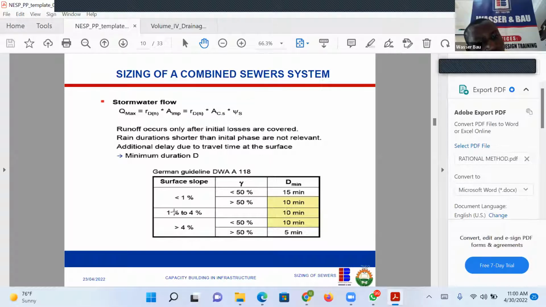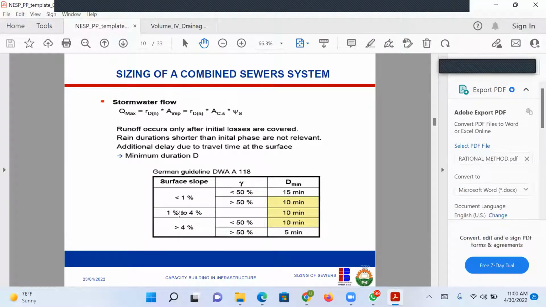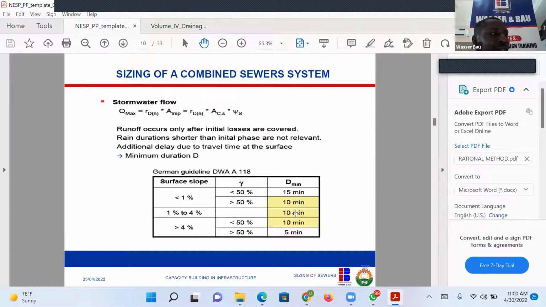If the slope of the catchment is between 1% and 4%, you should simply use a 10 minutes rain. If the slope is greater than 4% and the paving is less than 50%, use 10 minutes. If the degree of paving is greater than 50%, use 5 minutes. But let me advise you, just use 10 minutes for your real life practical design.